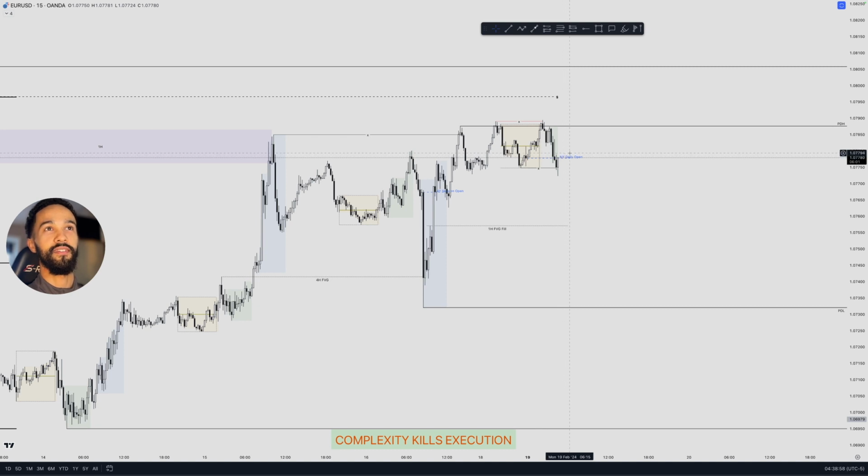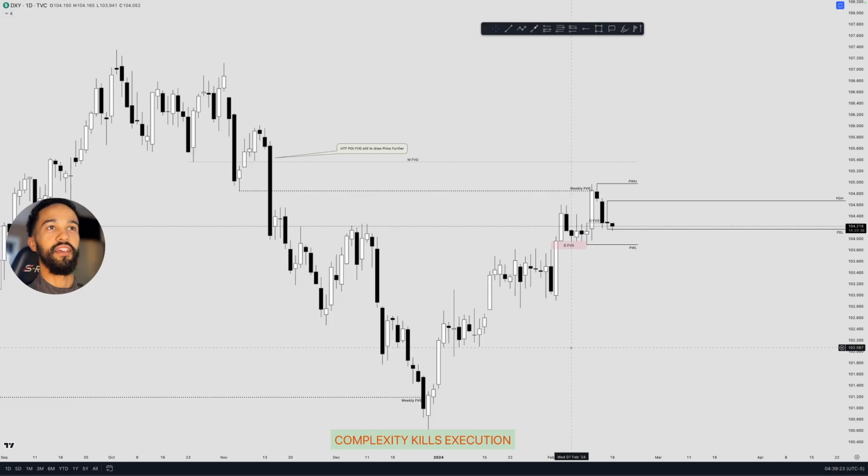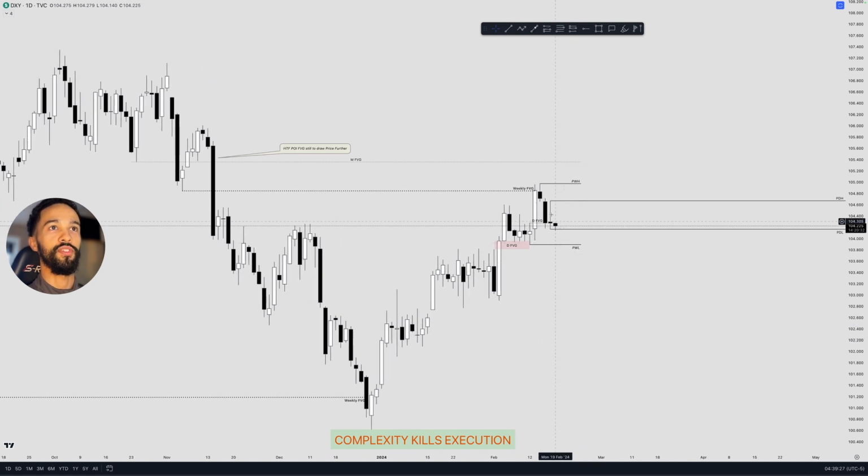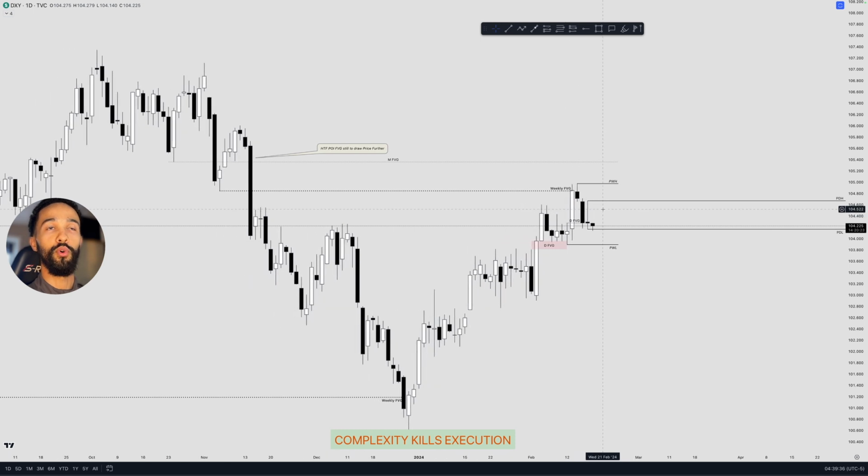So far, yes, I am more biased towards a bearish EU. Let's go over to the DXY and see if that agrees. So DXY here on the daily, recent price action, you will see, of course, we had our bearish move down, filling this daily fair value gap. Price is now finding some sort of support by the looks of it.